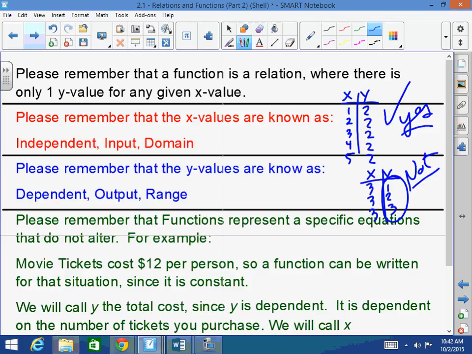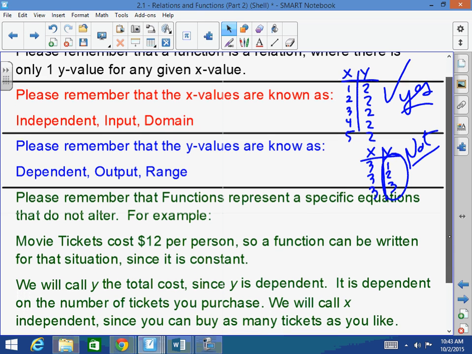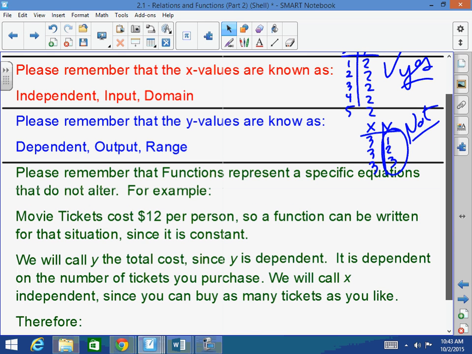Okay. Please remember that the x values are known as the independent variable, the input, and the domain. Please remember that the y values are known as the dependent variable, it depends on x, the output, the answer once you plug x in, and it's also known as the range. Please remember that a function represents a specific equation, one that does not change.